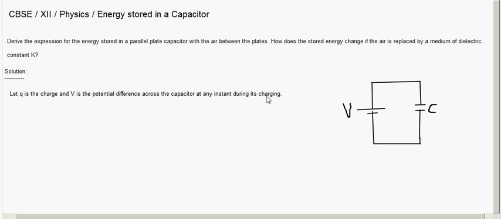So the small work done in storing an additional small charge dq against the repulsion of charge q already stored in it is given by dW is equal to V into dq.